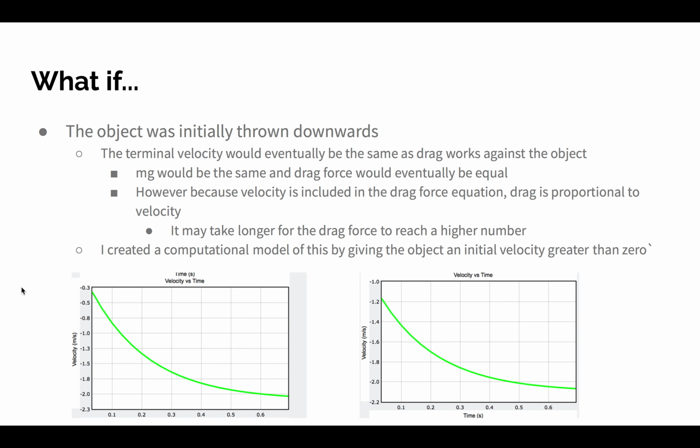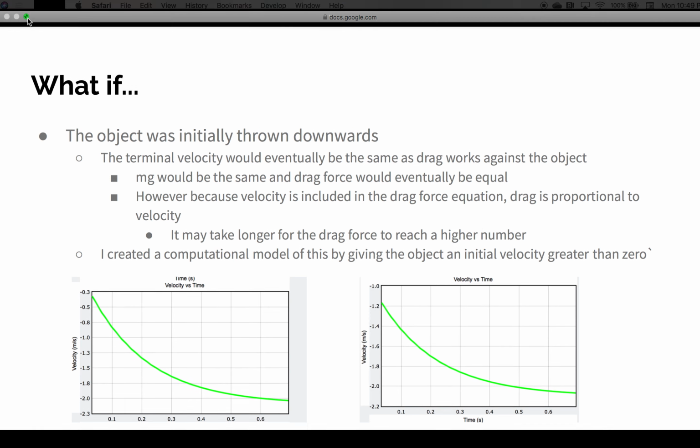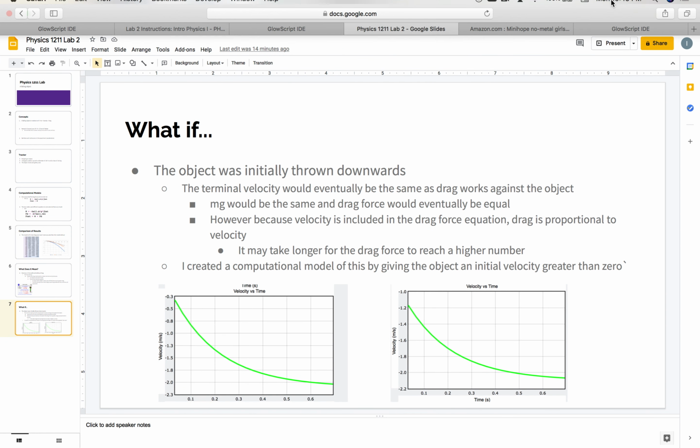To the left, my computational model is without an initial velocity. As you can see, it levels off faster than the one to the right, which is still decreasing at the end because there's an initial velocity greater than 0. That is all for this lab. Thank you very much.